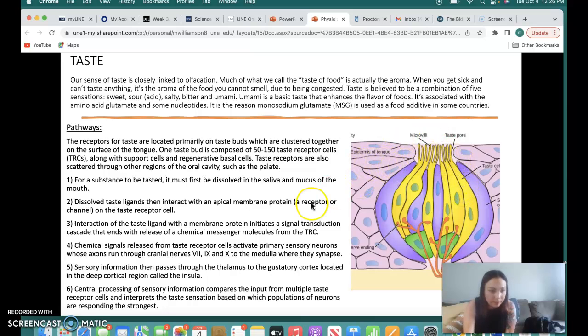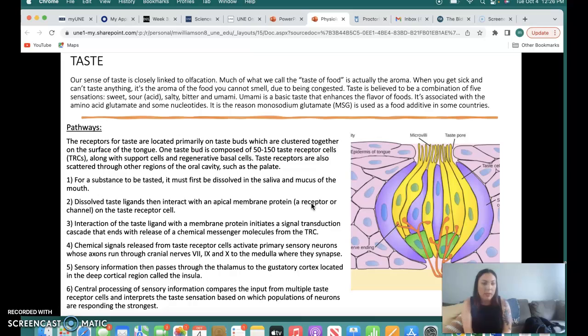in that taste bud. For a substance to be tasted, it must first be dissolved in the saliva and mucus of the mouth. Dissolved taste ligands then interact with an apical membrane protein, which is a receptor channel, on the taste receptor cell. Interaction of the taste ligand with a membrane protein initiates a signal transduction cascade that ends with release of a chemical messenger molecule from the TRC.